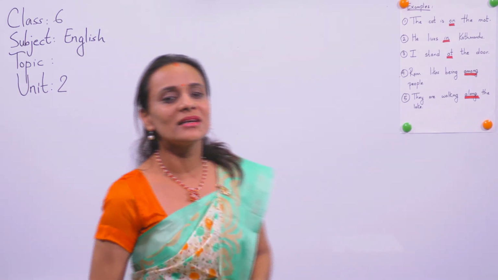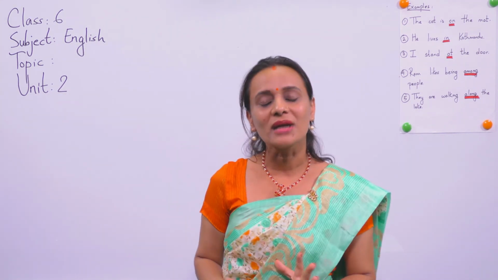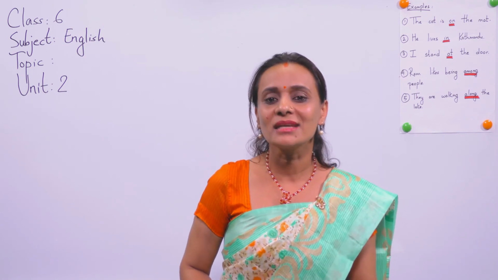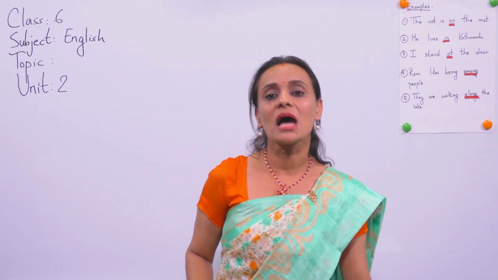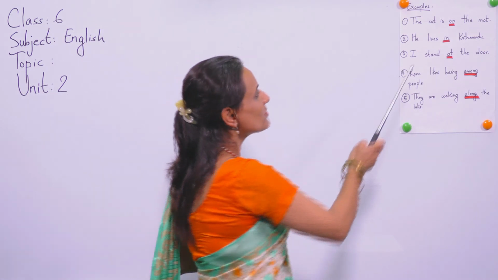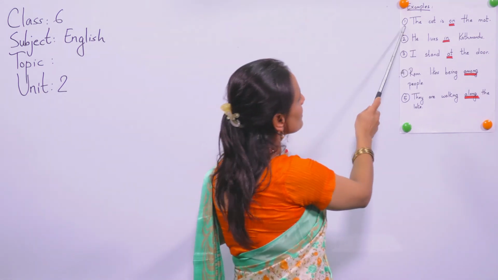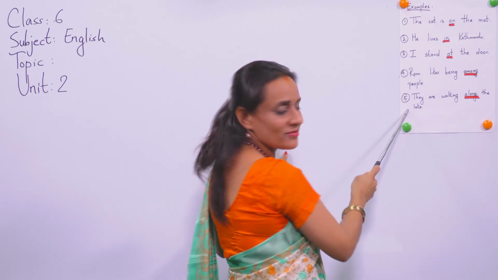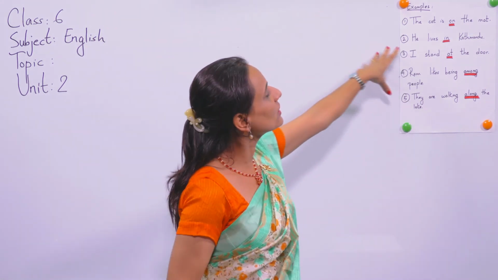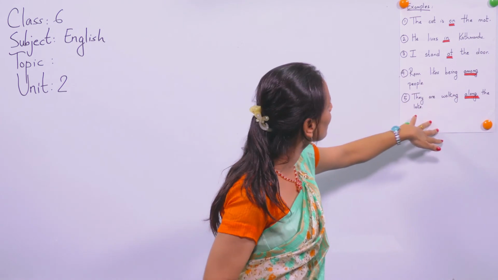Before starting the grammatical section today, I have brought some examples for you. Here in the chart there are 5 sentences, 1, 2, 3, 4, 5. I am going to read the 5 sentences out.